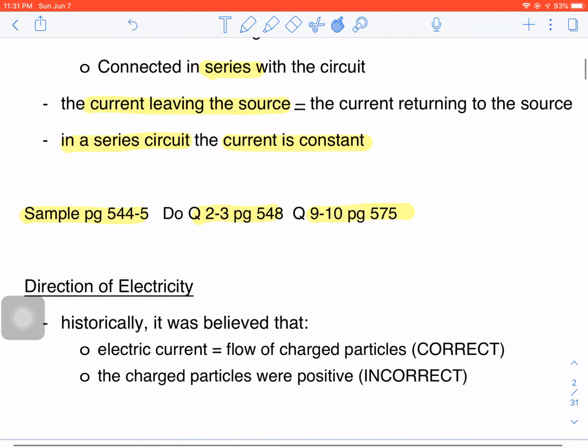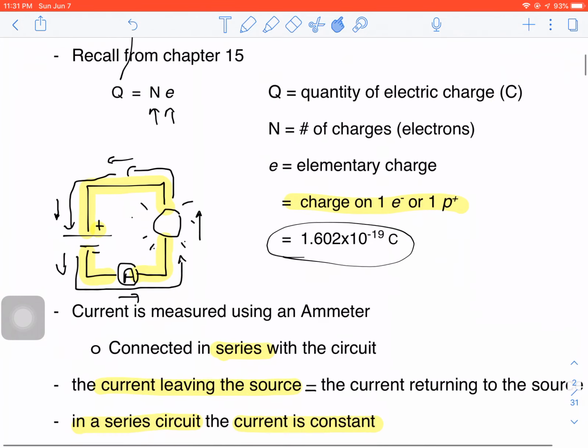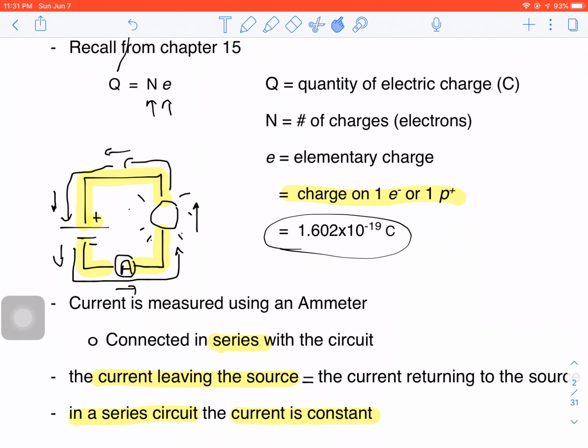Before I leave you, I want to talk about what direction electricity is moving. Because if I look back at my circuit here, notice that I've shown that the electrons have a definite direction through this path, away from that negative terminal and towards a positive terminal. They're pushed away from negative because like charges repel. They're pulled towards positive because the negative electrons are pulled towards the positive electrode because opposite charges attract.